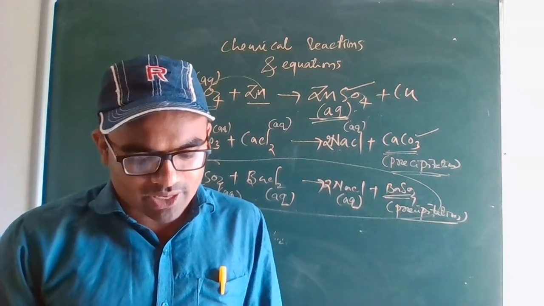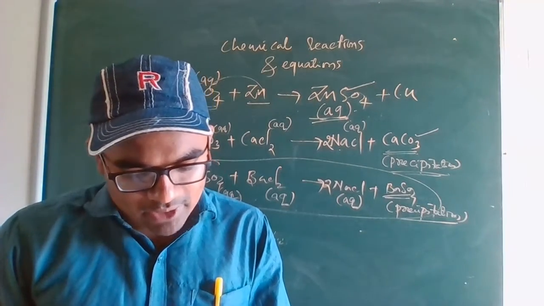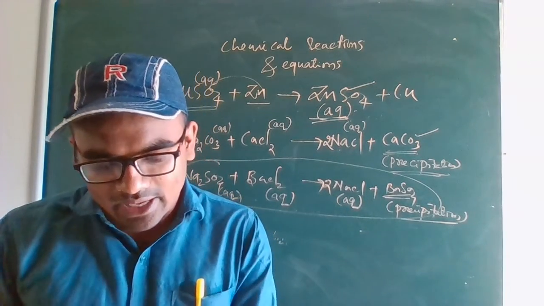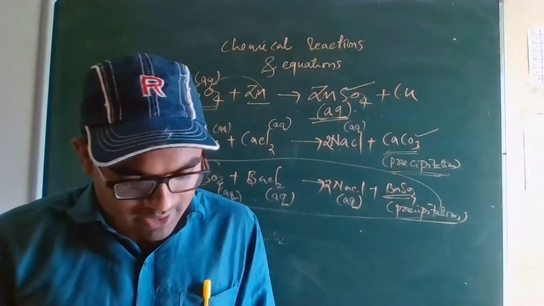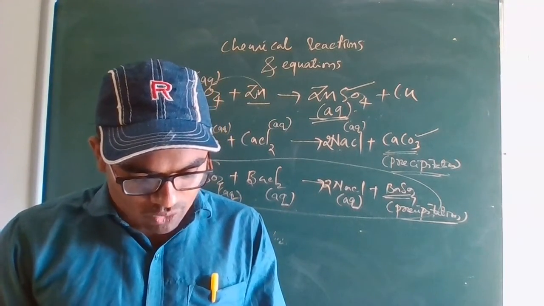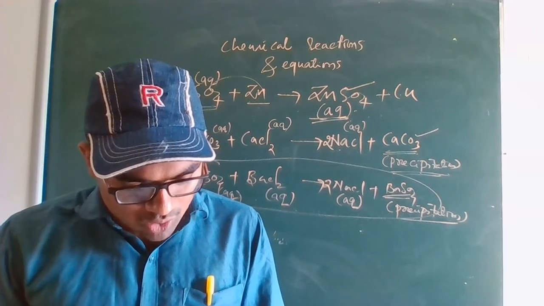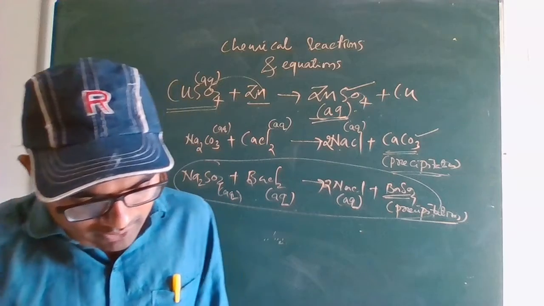So precipitation reaction is over. Now let me see the 16th question. Explain the following in terms of gain or loss of oxygen with 2 examples: oxidation and reduction. Explain the following in terms of gain or loss of oxygen.